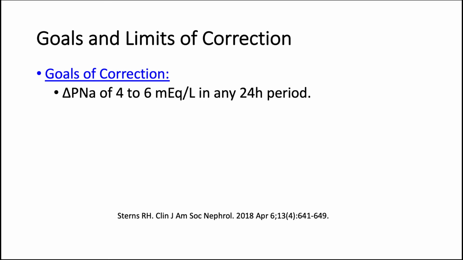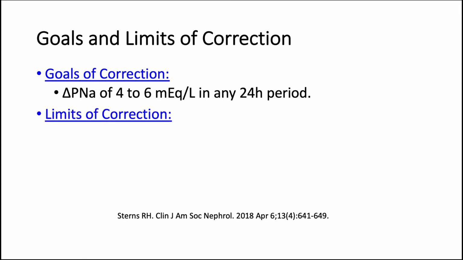What about the limits of correction? The limit is what you don't want to cross. In the past, people used to say 10 to 12, and there's still some controversy about that. Some people still say 10 to 12 in the first 24 hours. But there have been case reports where people actually develop osmotic demyelination when they correct by 10 or even 9. So there is no reason to correct anybody by more than actually 8.